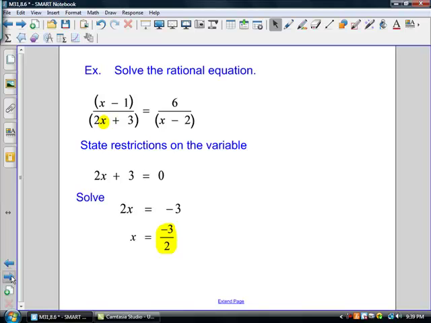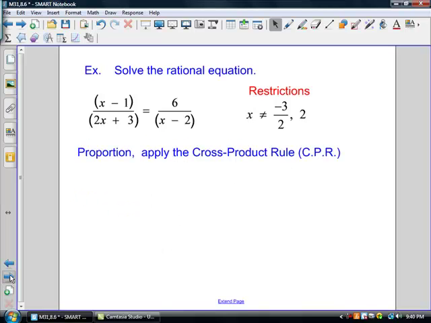If we were to substitute negative 3 halves into the expression 2 times (x + 3), this would give 0, and division by 0 is undefined. Setting the second denominator equal to 0 and solving for x, we have 2 is a number which upon substitution would make the second denominator equal to 0. So the restrictions or restricted values are x cannot equal negative 3 halves or positive 2.